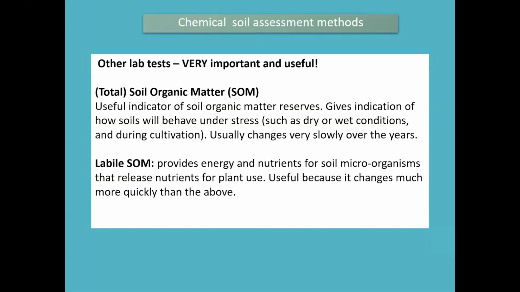Then you've also got another organic matter property, which is called labile soil organic matter. That's now an available, affordable test. I've been banging on about this for years, and it changes much more rapidly. So if you measure that, it's liable to give you a good indication of how well your management regimes are working if you change something. The labile or freely available organic matter provides energy and nutrients for the soil organisms. So it's a useful thing to measure.